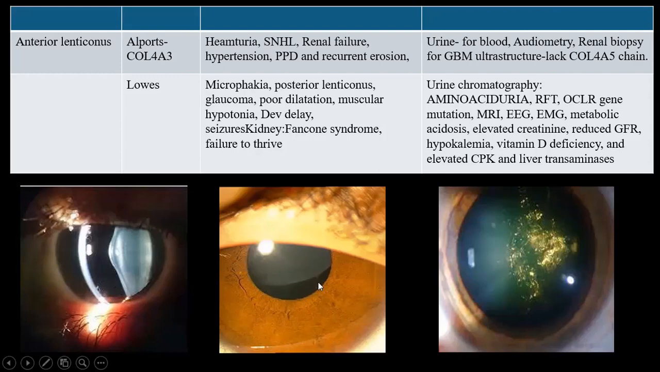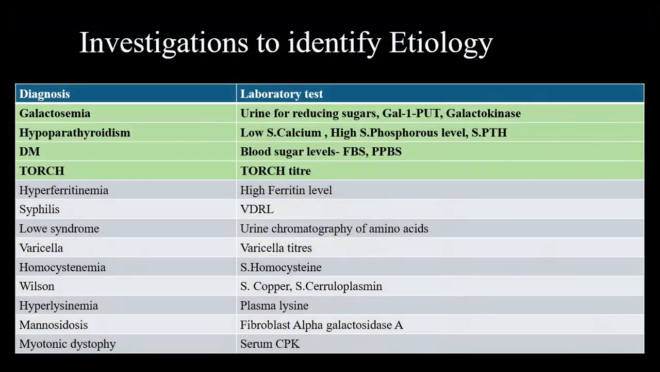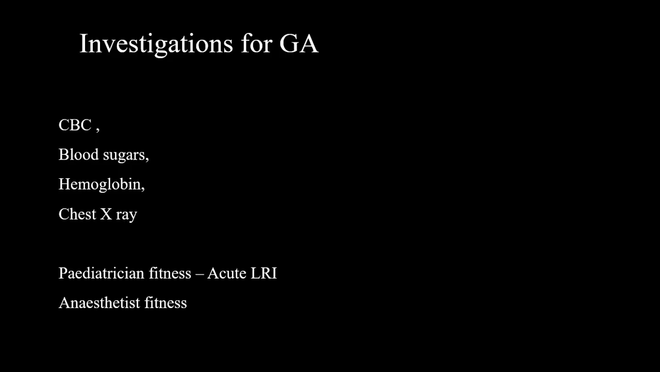And here we can see a subluxation. This is the myotonic dystrophy. So we can take clues from ocular and extraocular examinations. However, if we're not able to identify the etiology, there is a library of tests which can be used. Most commonly we can use urine for reducing sugars or serum calcium and phosphorus levels to identify hypoparathyroidism. The blood sugar levels can point towards diabetes, and the TORCH titers for identifying any infectious etiology.